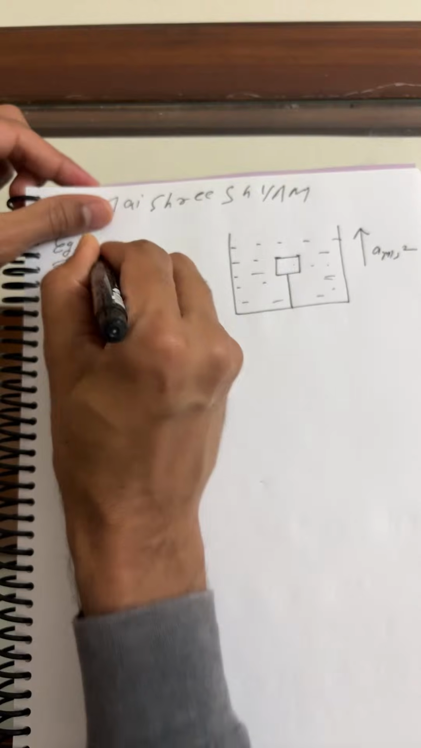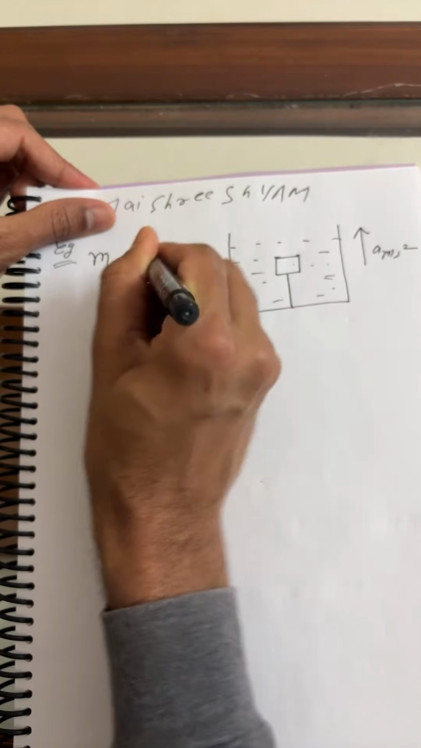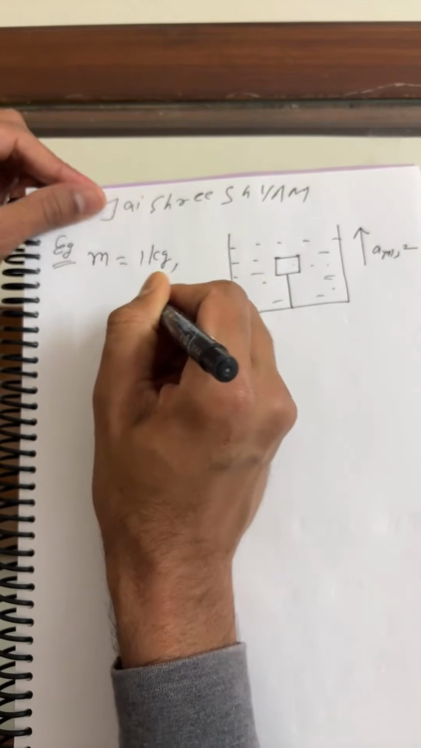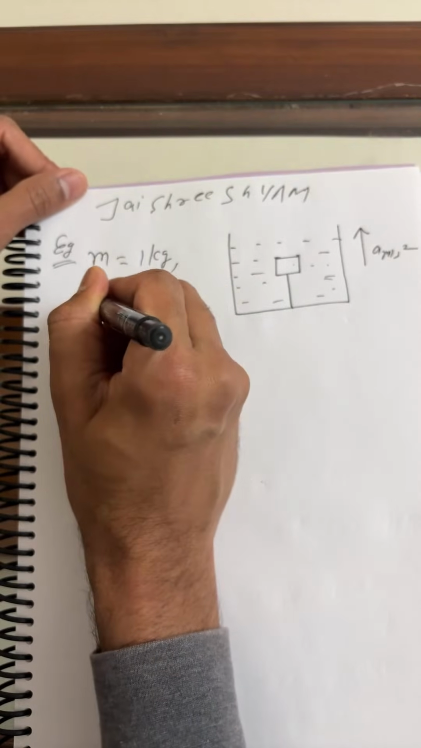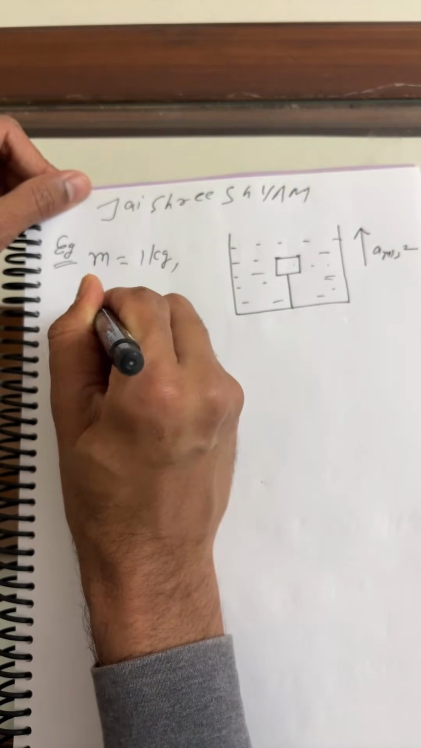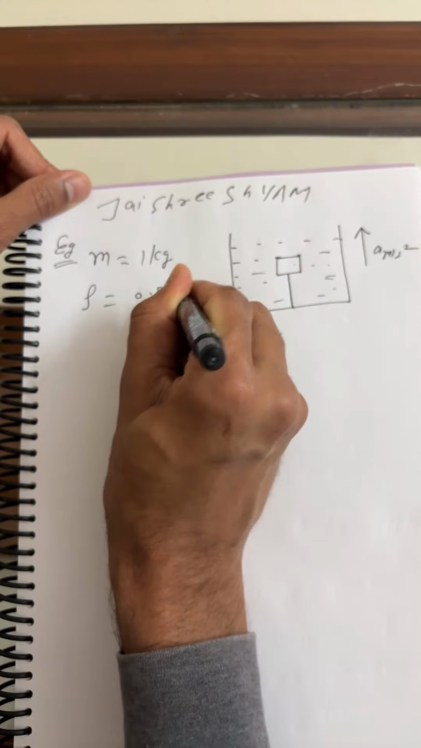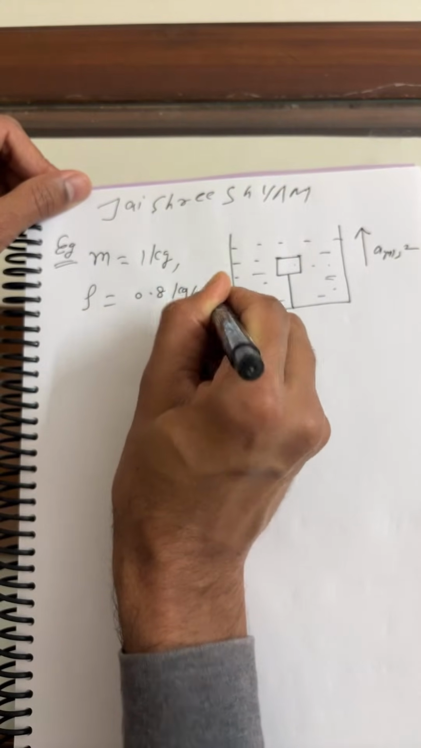Okay, now I'm giving some data here. What is the mass of the body? You can take mass as 1 kilogram, right? Now density. Density of the body is 0.8 kilogram per meter cube.